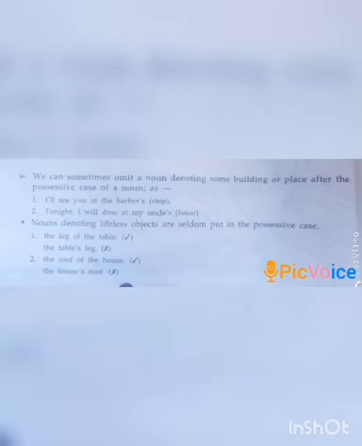Page number 16. We can sometimes omit a noun denoting some building or a place after the possessive case of a noun. Here, I will see you at the barber's shop. Tonight I will dine at my uncle's house. Here, they are omitting a noun denoting some building or a place.